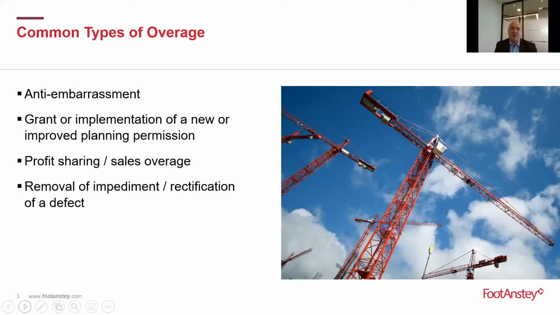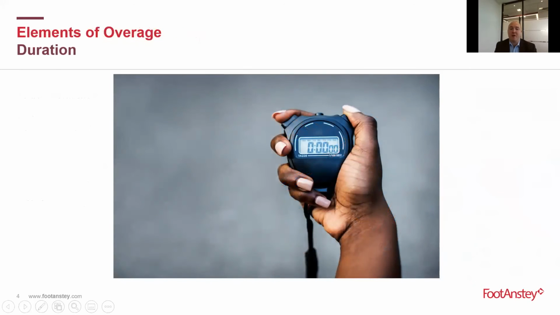So we're now just going to do a quick run through some of the key elements of an overage clause. What are the fundamentals that we're looking out for? The first is a simple one, it's duration. The duration of an overage clause normally depends on the nature of the event that will trigger the payment and the likely timescale for that to occur.